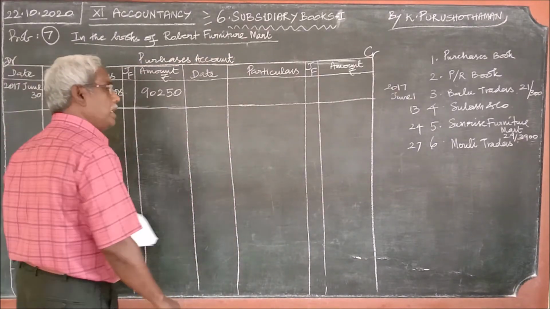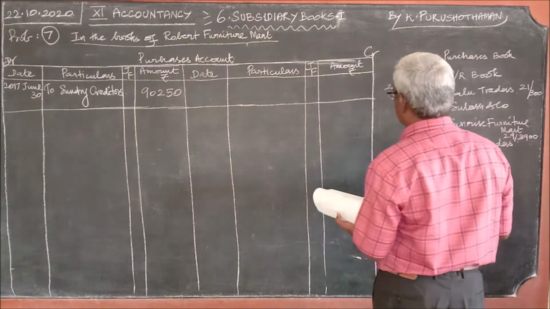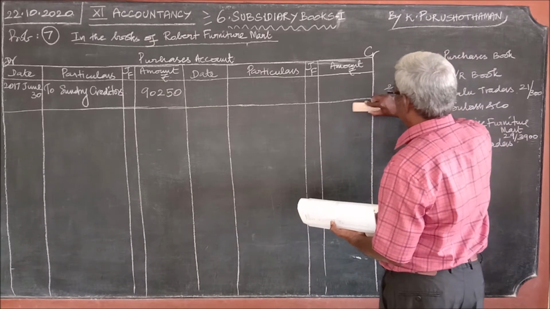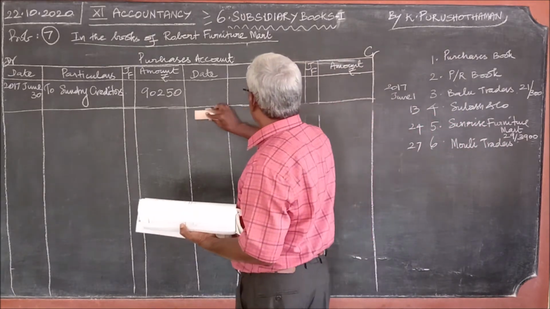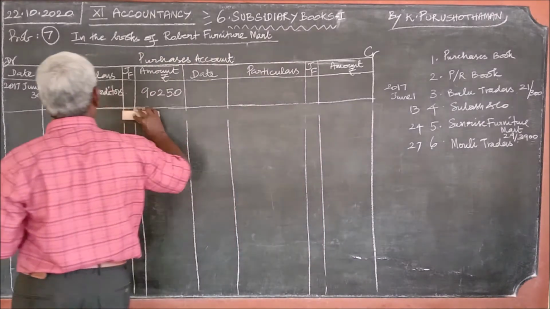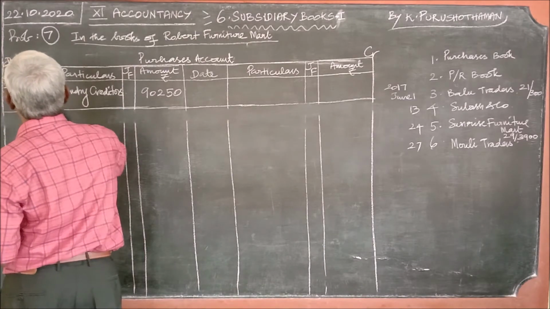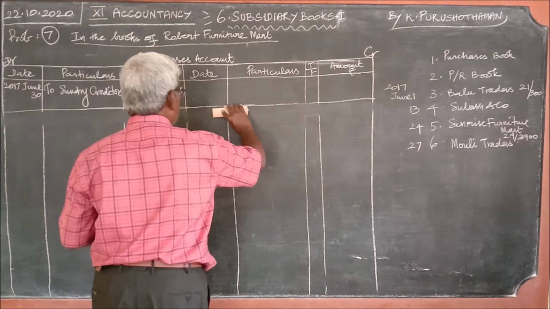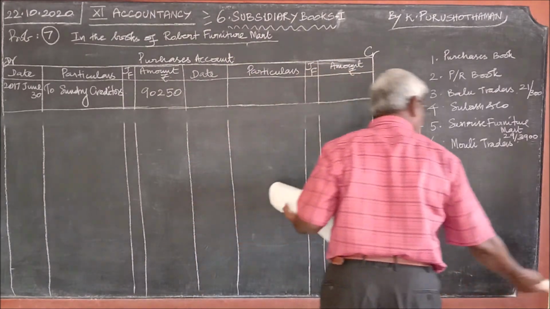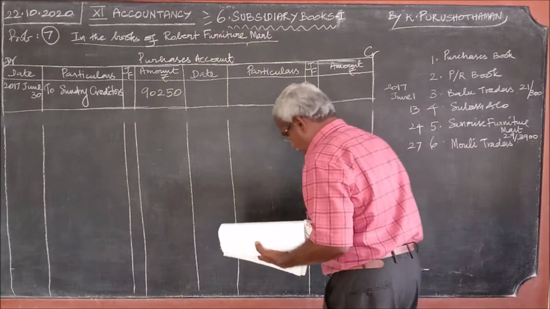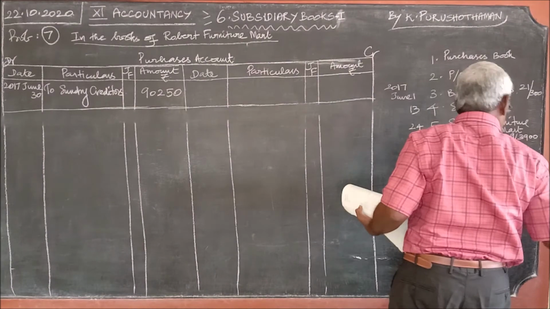Then the next book will be Purchases Return. This is not the actual ledger, and how to post the entries in the ledger from the subsidiary book is the question. No question of balancing, etc. So you need not worry about it. The next book will be the Purchases Return book.